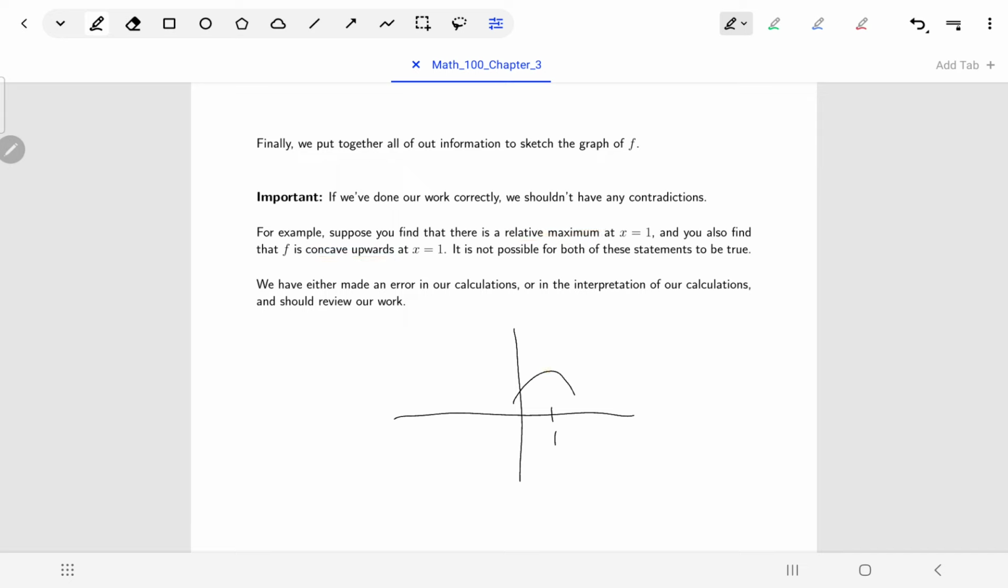So that means that if we arrive at any point where there seems to be a contradiction in our clues, we should go back and investigate what we did, and there's probably a mistake in the mathematics somewhere along the way.